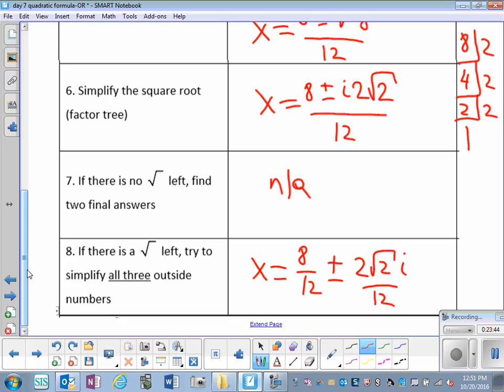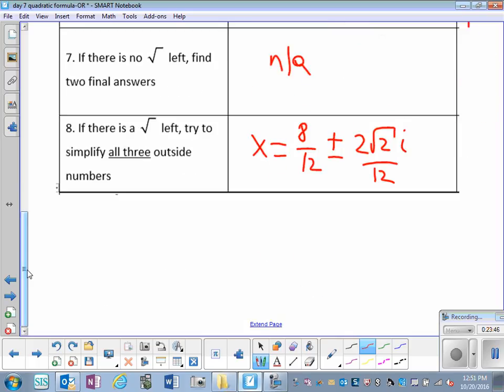And now I can simplify each of these fractions a little bit, right? Because 8 over 12 is what? How can I reduce? 2 over 4. Is it 2 over 4? No, 2/3. 2 over 3, right? Plus minus, and then can I reduce this? 2 square root of 2 over 12. How can I reduce it? 1/6. So it's square root of 2 over 6i. And that is my final answer.